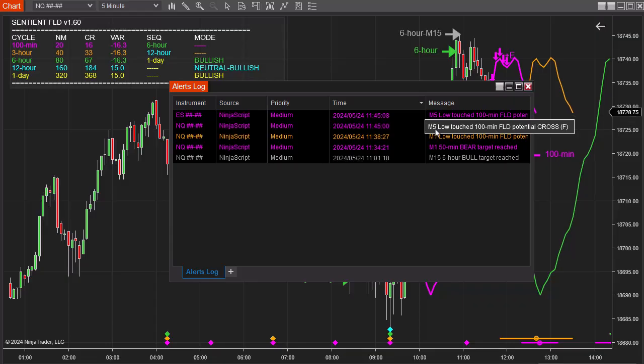Following the time frame that generated the alert, there is some detail about the alert. In this case, you can see low price touched the 100-minute FLD. The alert also tells us whether we are expecting a potential cross, such as we see in this example, and it is an F category price cross. The different options here, of course, are for potential support or potential resistance, and in each case it will provide the category of interaction that is expected when price interacts with that FLD.